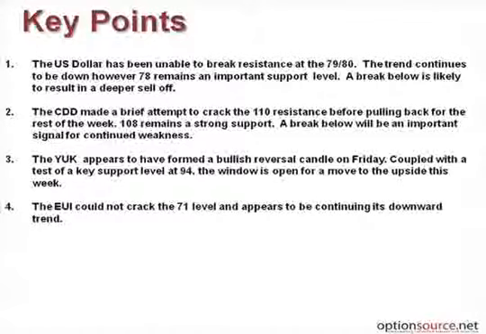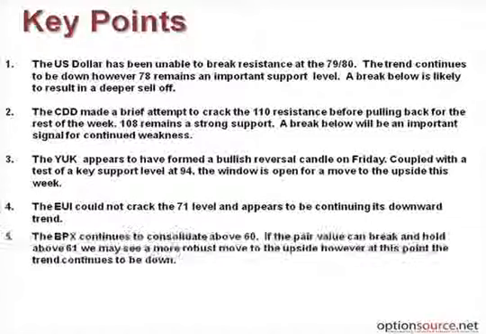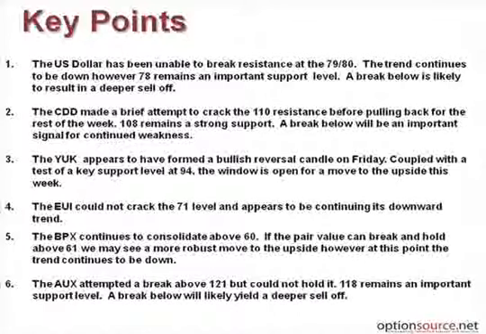The EUI could not crack the 71 level and appears to be continuing its downward trend. The BPX continues to consolidate above 60. If the pair value can break and hold above 61, we may see a more robust move to the upside. However, at this point, the trend continues to be down. The AUX attempted to break above 121 but could not hold it. 118 remains an important support level. A break below will likely yield a deeper sell-off.